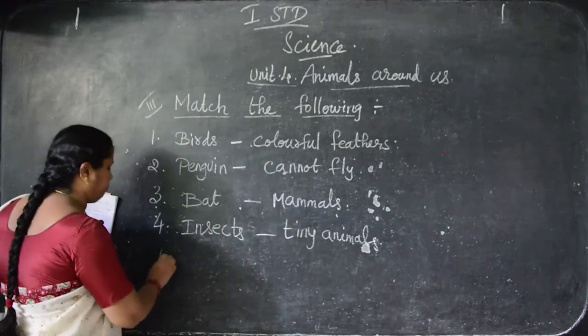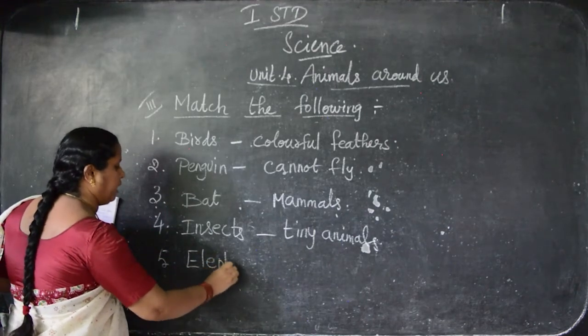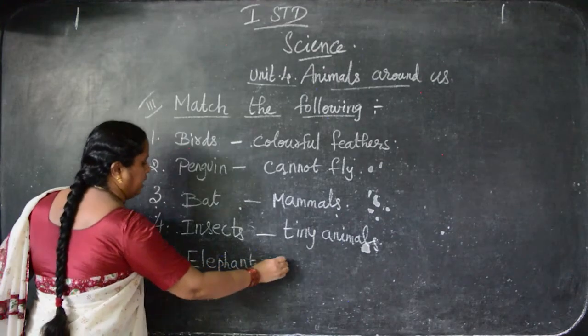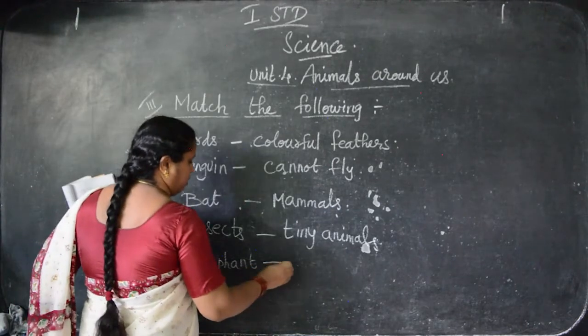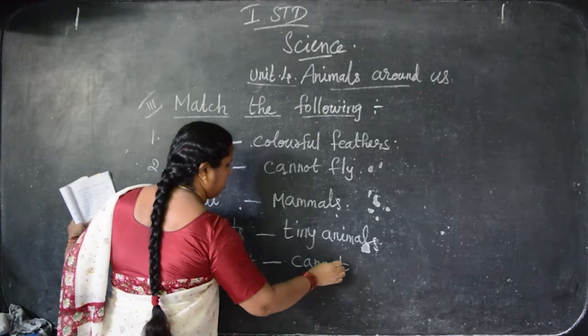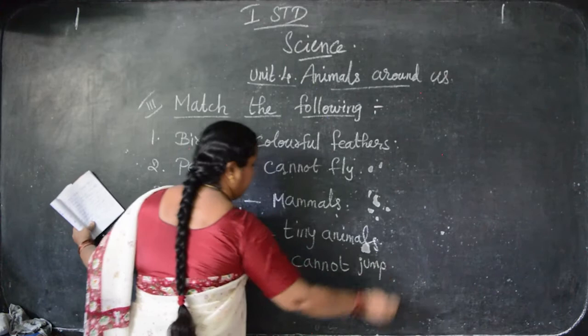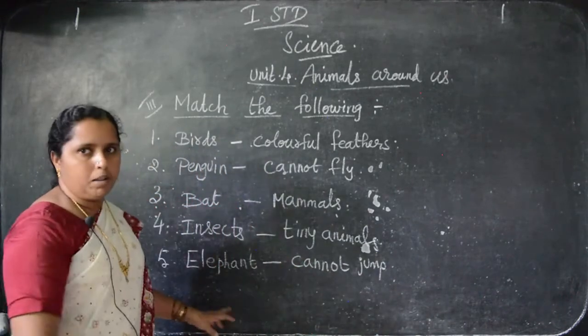Fifth one. Elephant. E-L-E-P-H-A-N-T. Elephant. Cannot jump. C-A-N-N-O-T. Cannot jump. J-U-M-P. Jump. Elephant. Cannot jump.